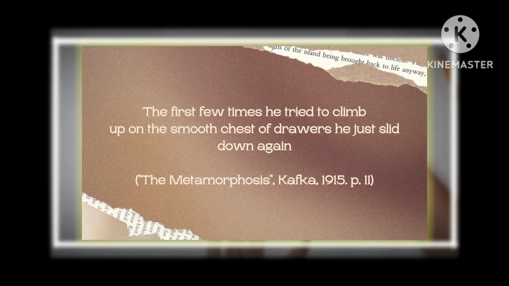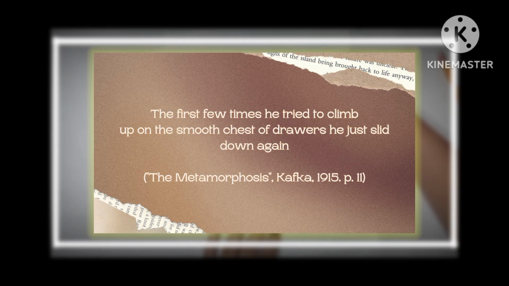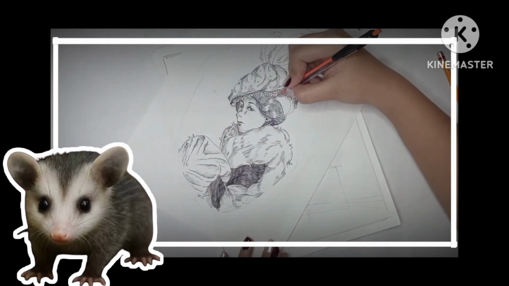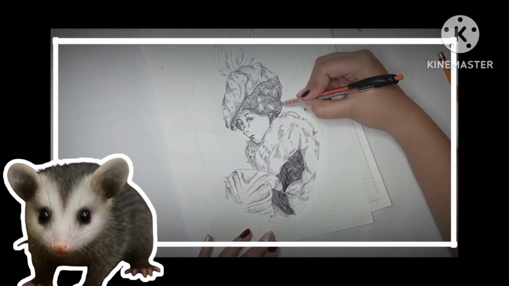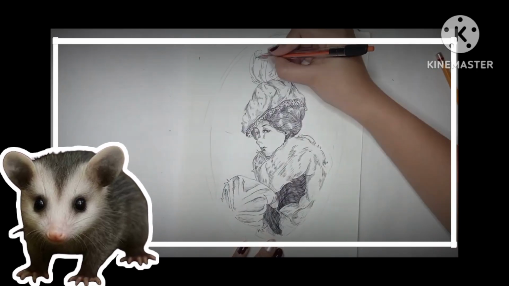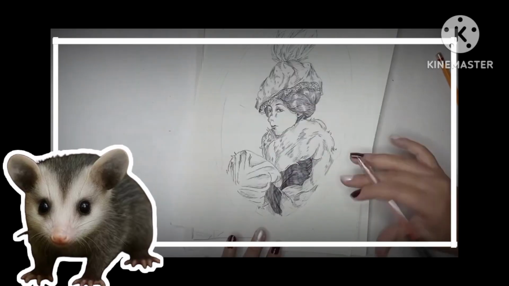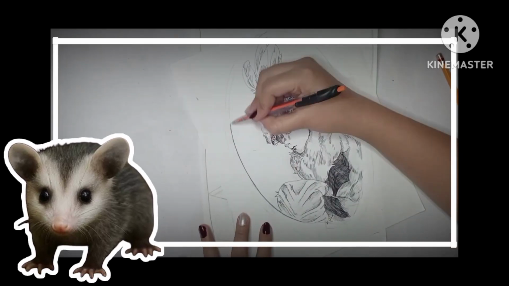"The first few times he tried to climb up on the smooth chest of drawers, he just slid down again." Then we have a new item, the drawer. For this one, it's important to remember that Gregor just fell off the bed, and it's on its side, so we can locate the drawer between the living room door and the bed.